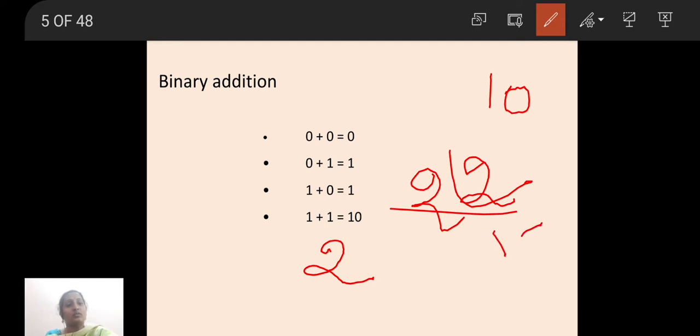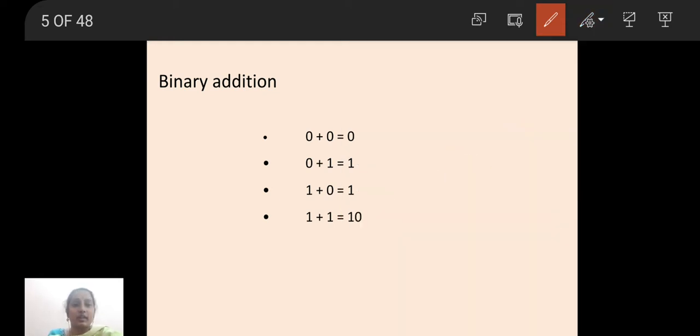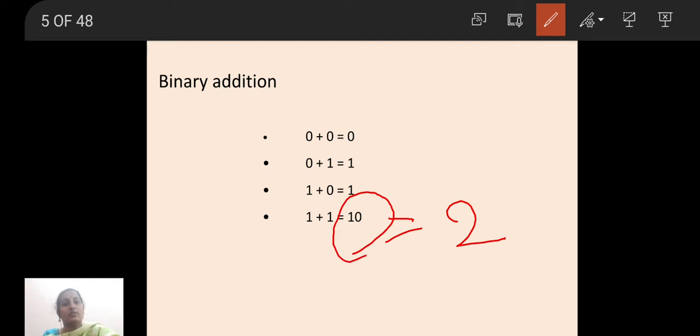Two ones, the 2 and 0. So finally we are getting how much? 1 and 0. So 1 plus 1 is equal to how much? 1 and 0. So simply, in decimal it is equal to 2. 1 plus 1 is equal to 2 in decimal, but in binary it is equal to 10.